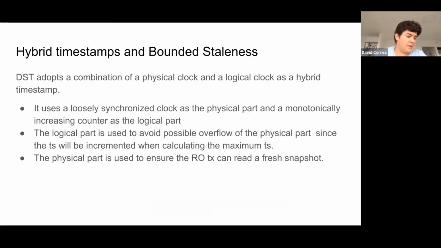Yeah, and essentially the last thing mentioned here is that DST uses a hybrid timestamp, and this way it's able to achieve bounded staleness. It adopts a combination of a physical clock and a logical clock as a hybrid timestamp. It uses a loosely synchronized clock as the physical part and a monotonically increasing counter as the logical part.